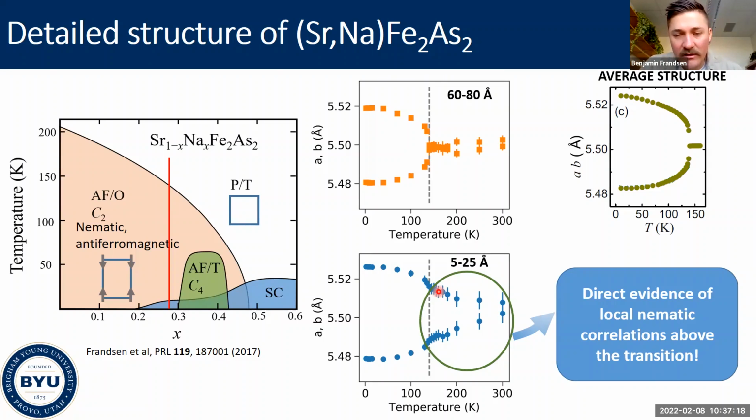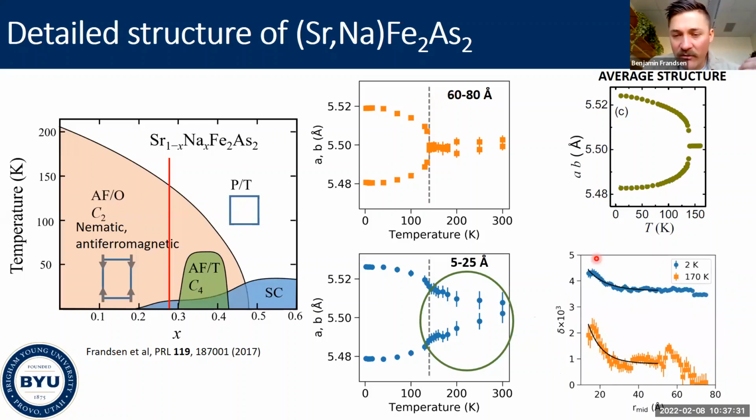So this is really cool because this tells us immediately that yes, there are nematic fluctuations present on this length scale, 5 to 25 angstroms, averaged out to 0 on this length scale right here. Okay, and in fact, we can go one step further if we choose two temperatures, 2 Kelvin and 170 Kelvin. So 2 Kelvin is deep in the nematic state, somewhere down here. Okay, then we do our fits, and this delta parameter, this is a measure of the orthorhombicity. It's the difference between A and B divided by their sum. And so if it's non-zero, that means you have an orthorhombic structure.